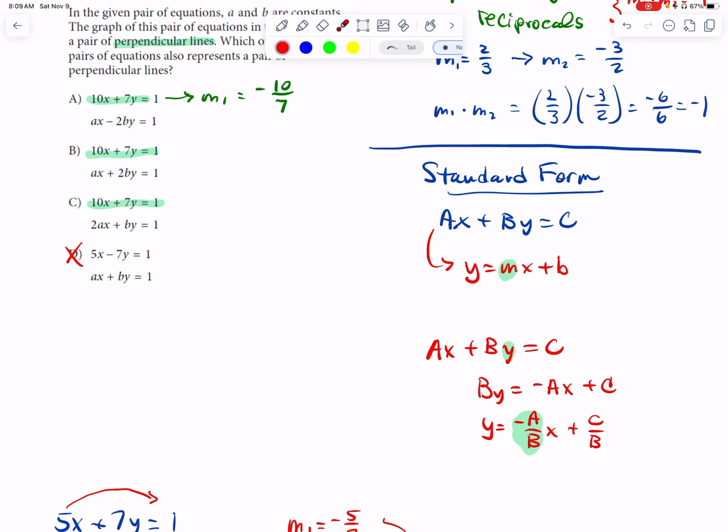Okay, so let's look at the slope of our second line here for answer choice A. Do the same thing. It gets a little bit more complicated because of this coefficient of the y, but it's okay. I think we can handle it. So I'd subtract over the a, so it's going to be a -a.